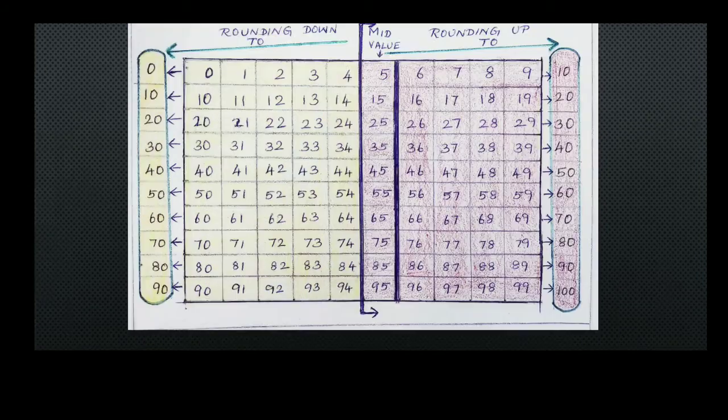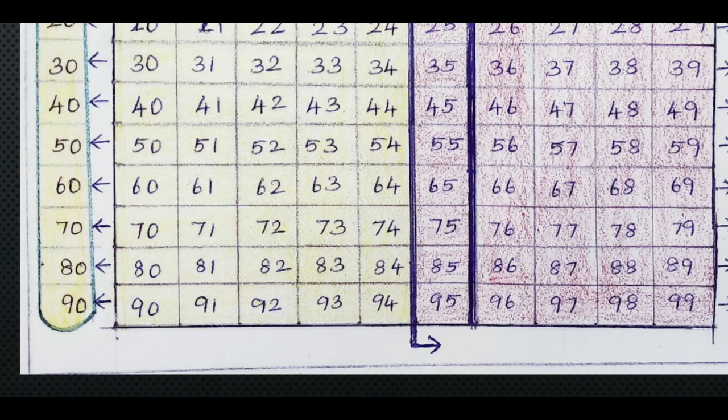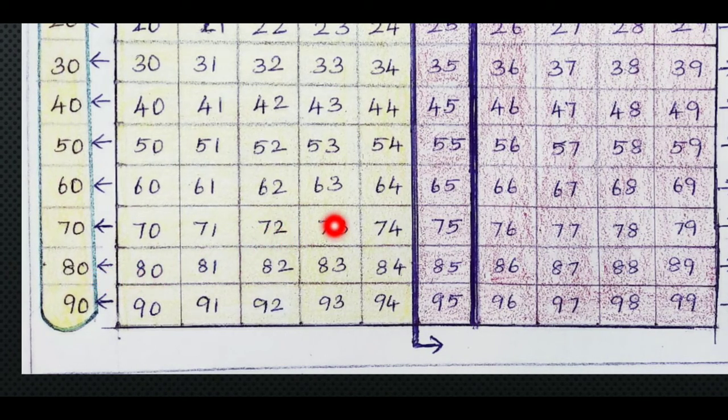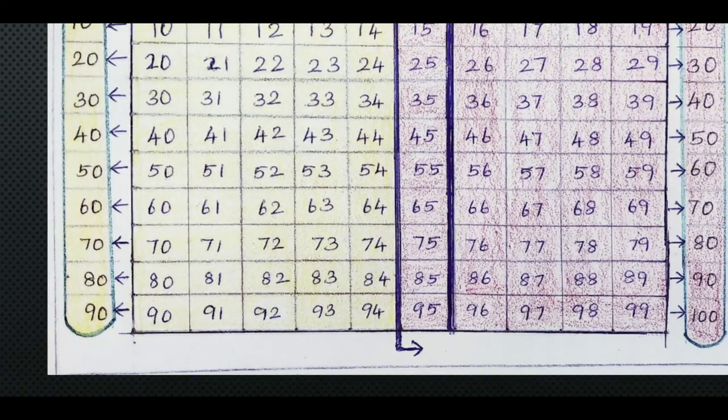Now 84. It lies between 80 and 90. Mid value of 80 and 90 is 85. 84 is less than 85. So 84 is being rounded down to 80. 88 also lies between 80 and 90, but greater than the mid value, so it is rounded up to 90.